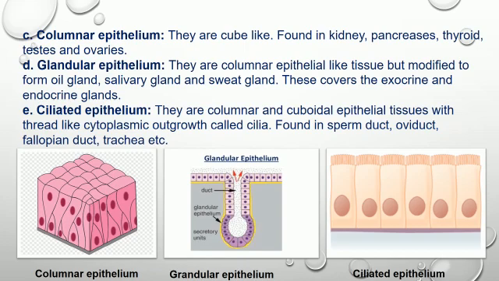Columnar epithelium. They are cube-like, found in kidney, pancreas, thyroid, testes and ovaries. Glandular epithelium. They are columnar epithelial-like tissue but modified to form oil gland, salivary gland and sweat gland. This covers the exocrine and endocrine glands. Ciliated epithelium. They are columnar and cuboidal epithelial tissue with thread-like cytoplasmic outgrowth called cilia, found in sperm duct, oviduct, fallopian duct, trachea, etc.